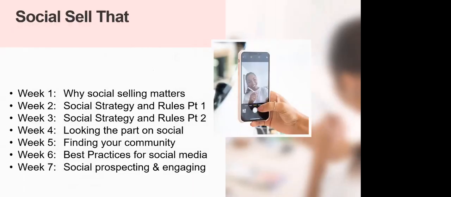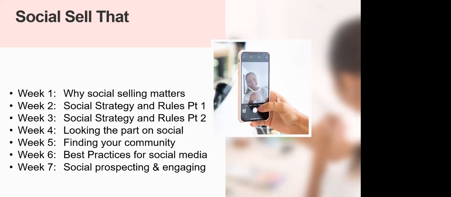So we've now covered the 7 modules for social selling. Let's review all the modules that we've covered. In week 1, we covered why social selling matters. Some of the topics were the value of social media for sales, how social selling can benefit IBOs and your business. We talked about establishing your personal brand, and then covered how to use hashtags.